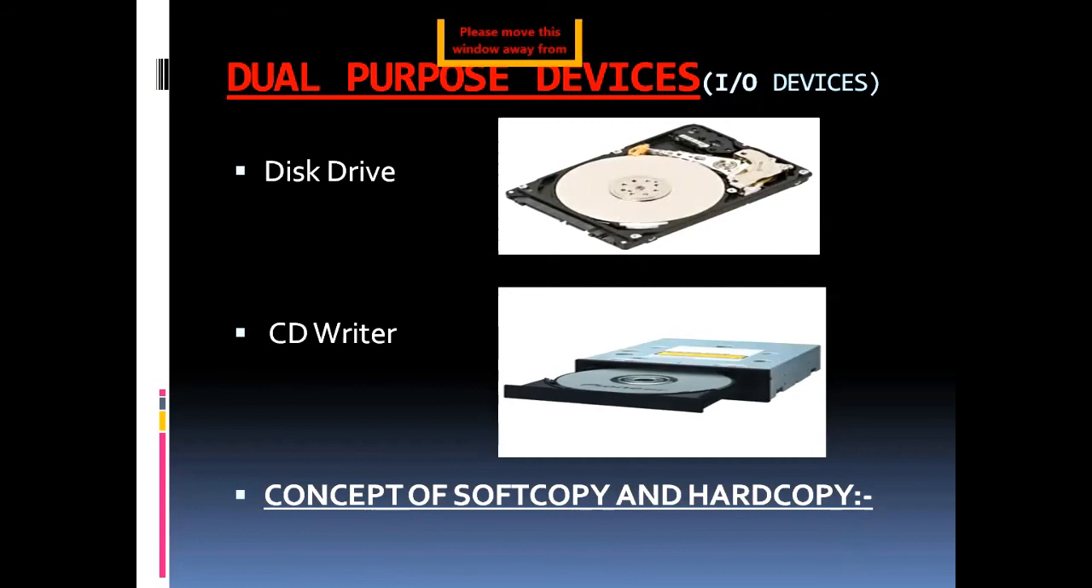Soft copy is intangible and temporary. Hard copy is tangible and permanent. The device used for getting soft copy is a monitor. Devices used for getting hard copy are printer and plotter.